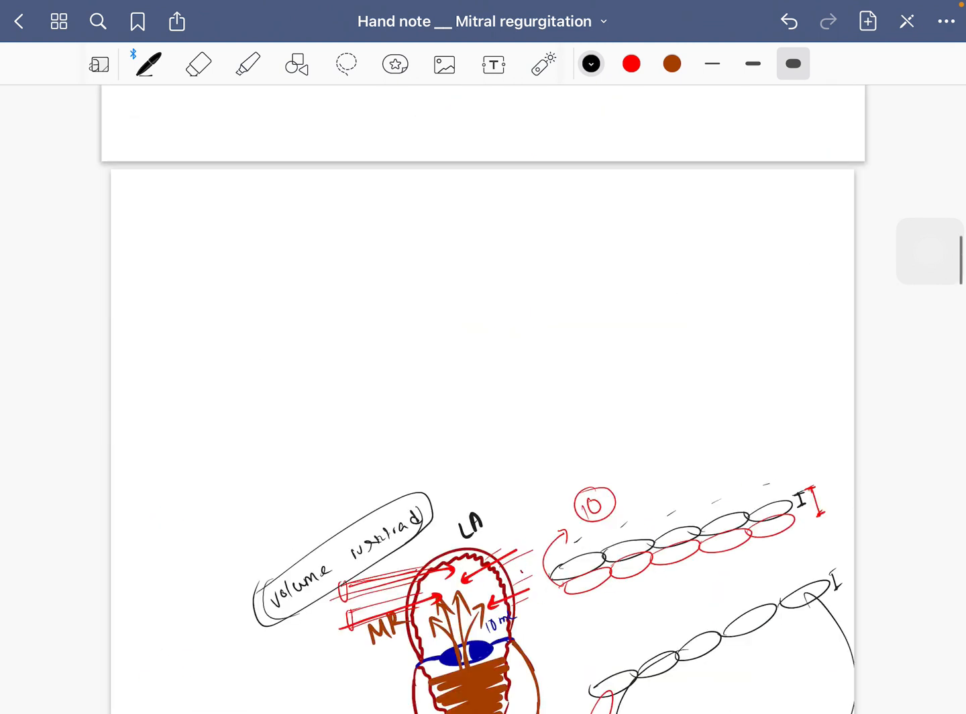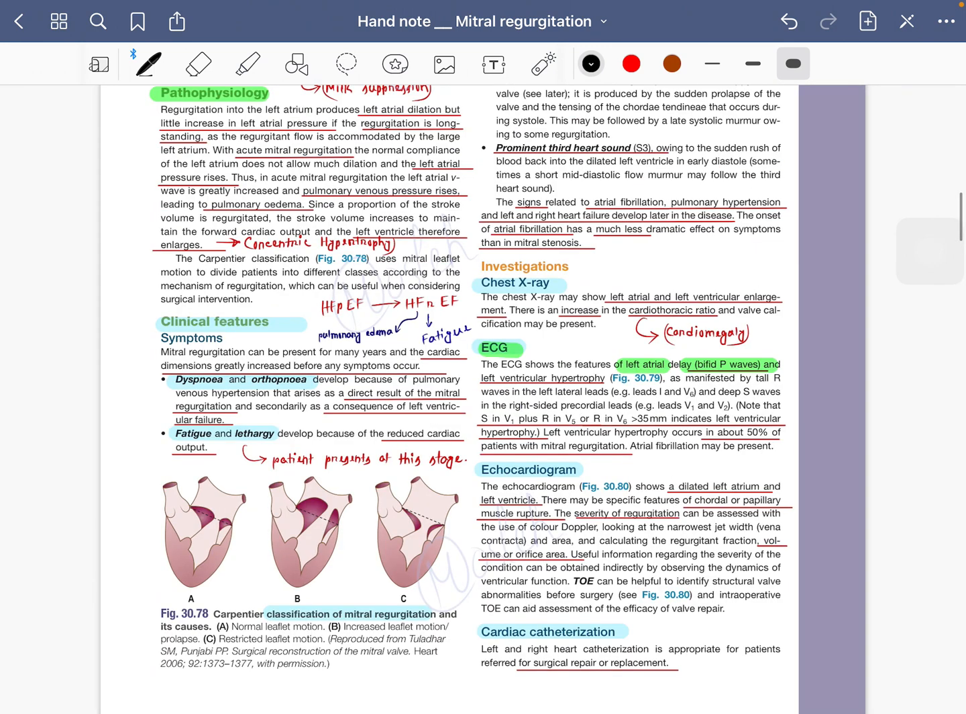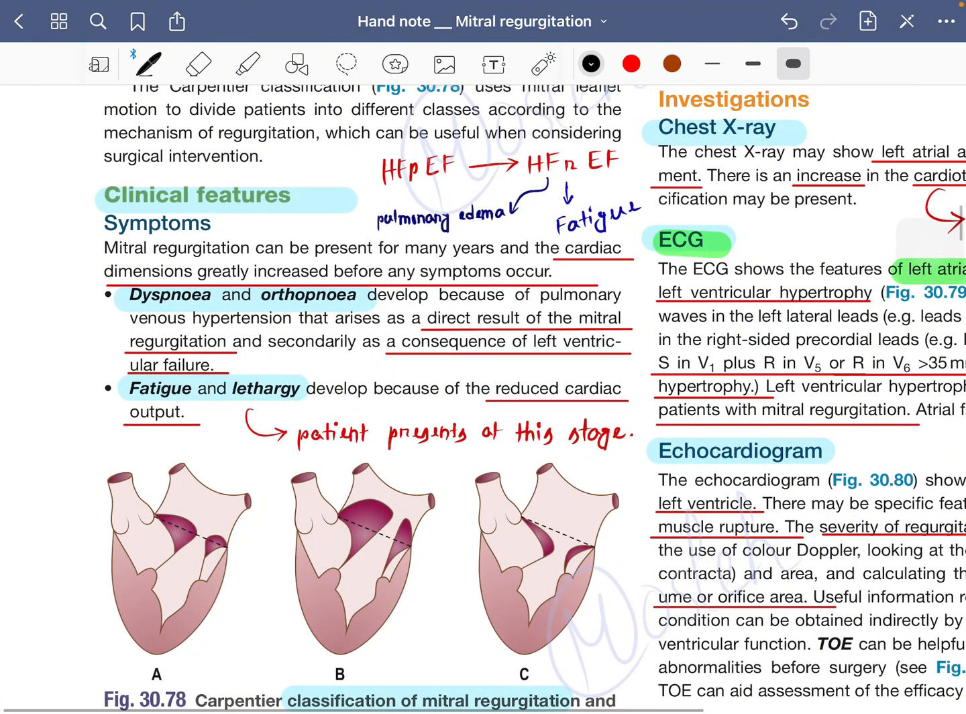Okay, and now I am showing you the lesson. Here you can see, look at the lines, fatigue and lethargy. Why is this fatigue and lethargy happening? Due to reduced cardiac output. So now you can realize why reduced cardiac output is happening in mitral regurgitation.